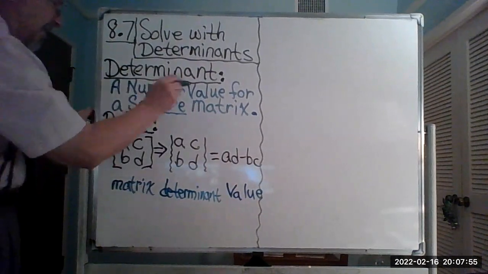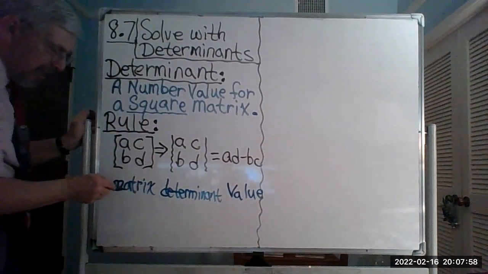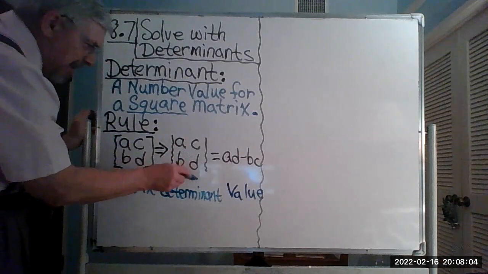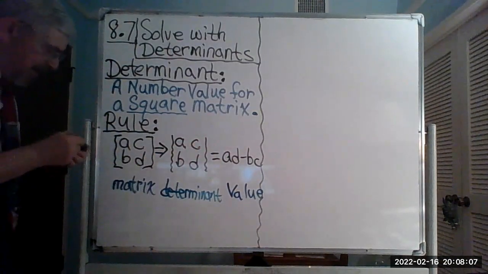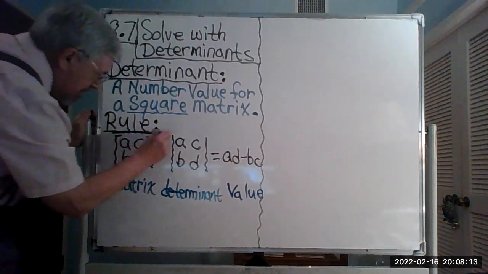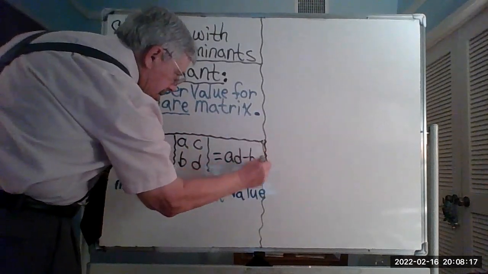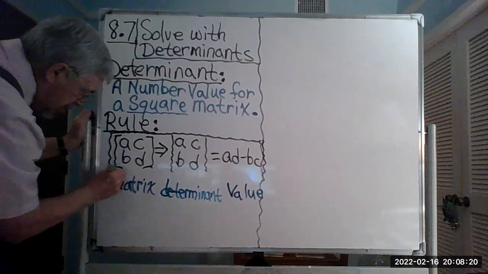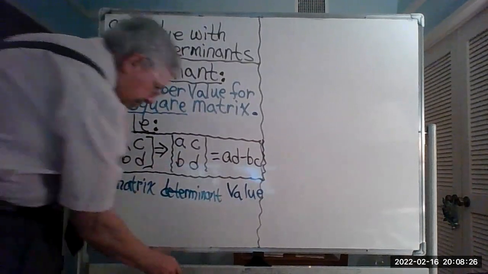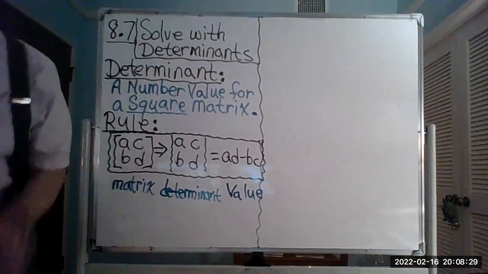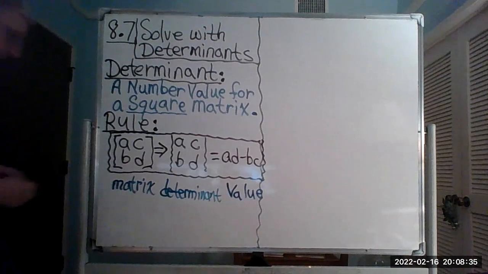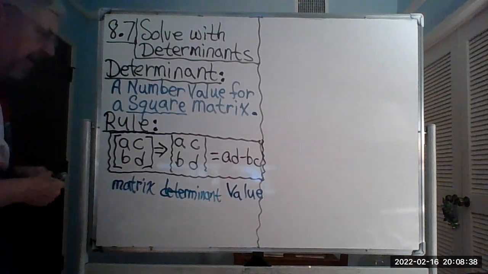Okay, so it's a number value for a square matrix. So we start with a square matrix. I make a determinant by taking away the brackets and putting straight lines on either side, and then I can write the values. All right. Now we need a rule to follow. So this is the method, the method to get the value.